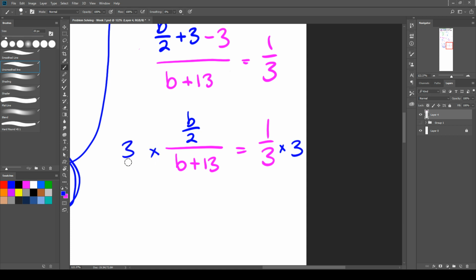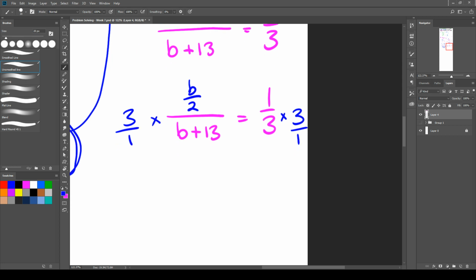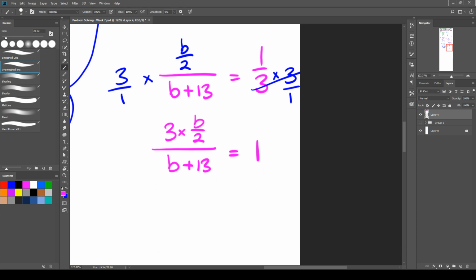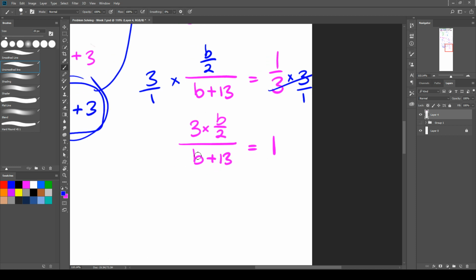And the same trick we had before, where this will be easier if I turn this into a fraction and turn that into a fraction. And these 3's will cancel out. So I will get 3 times this up here. So I'll get 3 times B on 2 all over B plus 13 equals 1, because the 3's cancelled over here. Now, if I want to cancel out this denominator here, I want to multiply both sides by this. Remember, there's little brackets around here. So I want to multiply by that thing.